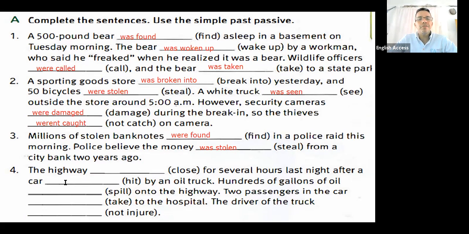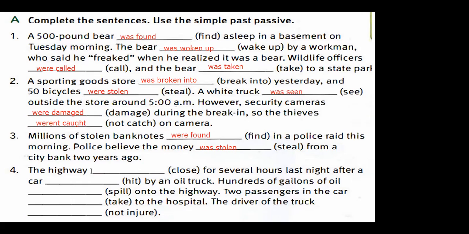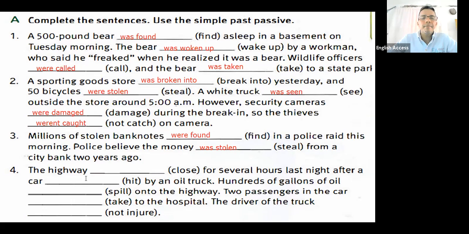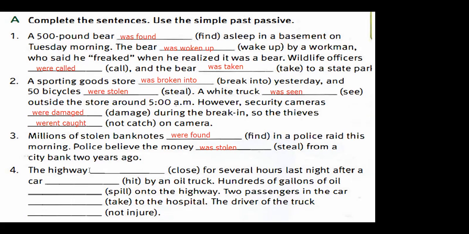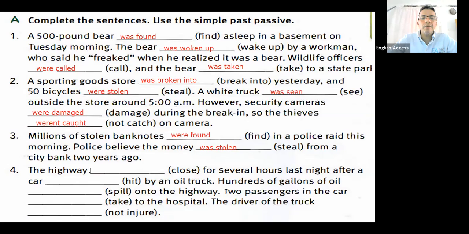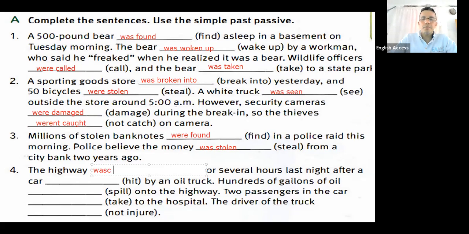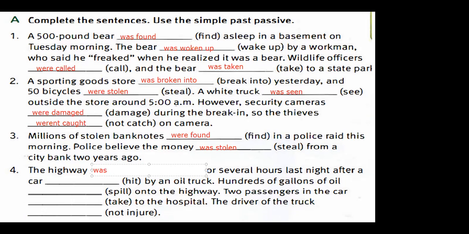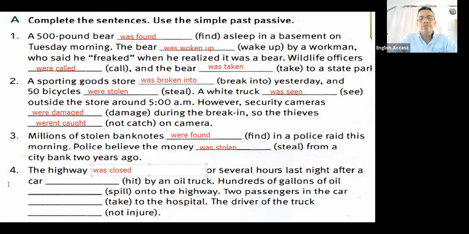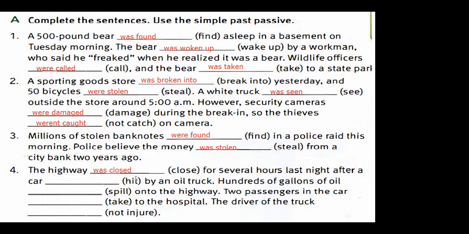Okay, I need a volunteer for number 4. You've got to be fast, remember, volunteering. Me, teacher. Repeat that again, okay? The pronunciation is the highway. You read it, the highway. The highway was closet. You don't pronounce closet, it's closed. Sorry, closed. Yes, with a D, closed.